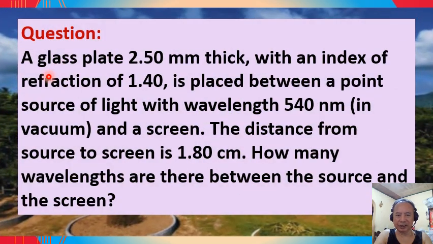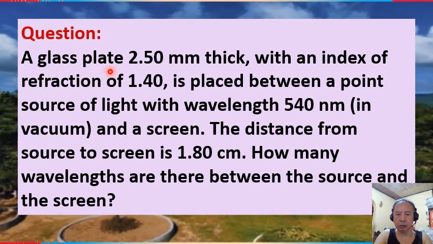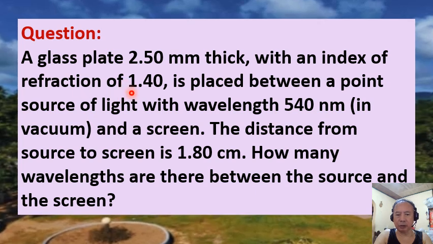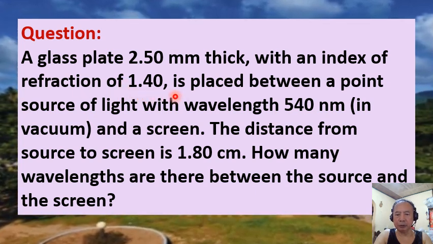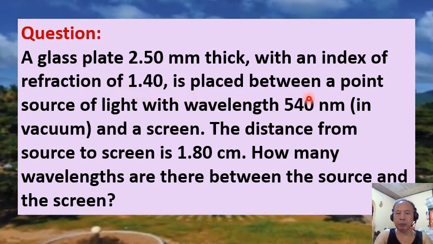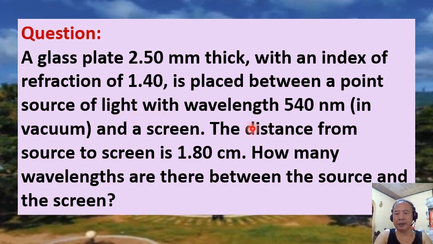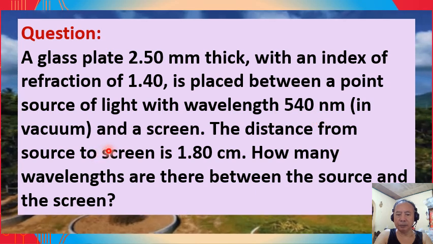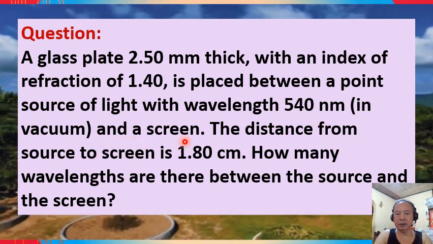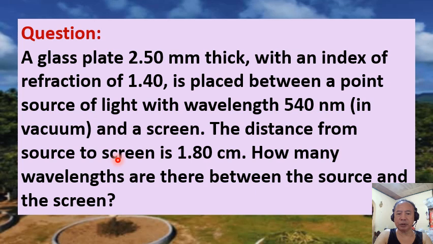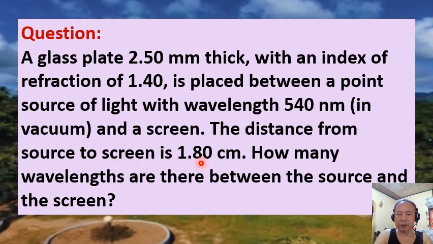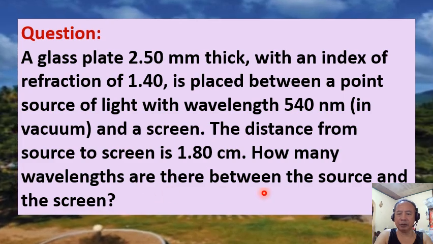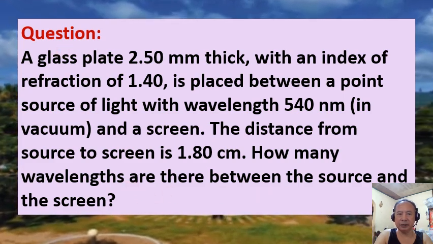The question is, a glass plate 2.50 millimeter thick with an index of refraction of 1.40 is placed between a point source of light with wavelength 540 nanometers in vacuum and a screen. The distance from the source to screen is 1.80 centimeters. How many wavelengths are there between the source and the screen?